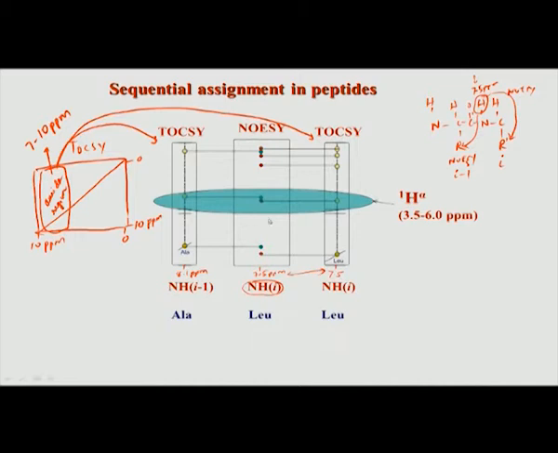Okay. So now we can see what the advantage is: I am able to get a correlation between I and I minus 1, between two amino acids. So this can be used for what is called sequential assignment. So what is sequential assignment? Sequential assignment is the process in which we establish a link between two neighboring amino acids. So if I go from I, I establish a link, a correlation, to I minus 1.